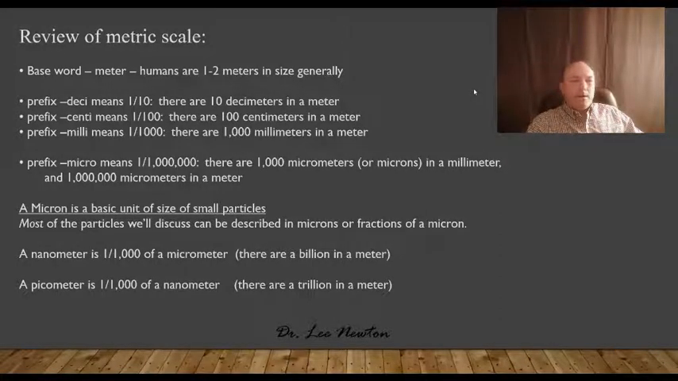There are a few examples of even smaller particles. A nanometer is 1/1000th of a micrometer, so there are a billion nanometers in a meter. So there are 1,000 nanometers in a micron. Picometers are another factor of 1,000. Now you're getting into sizes like individual atoms and bonds between atoms, and it's very, very, very small.